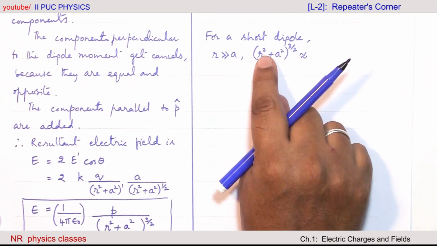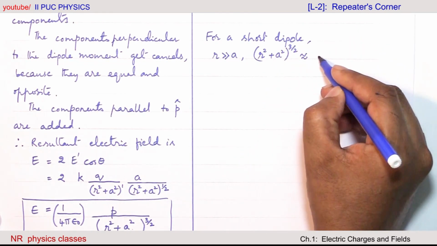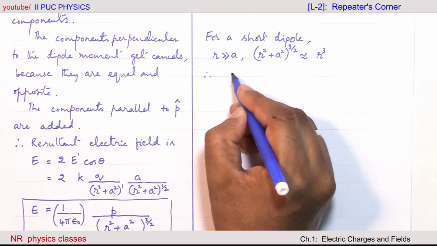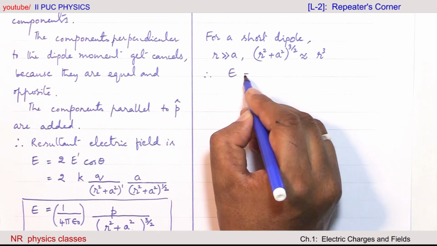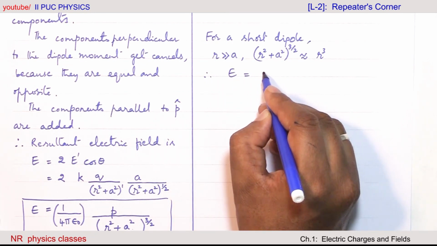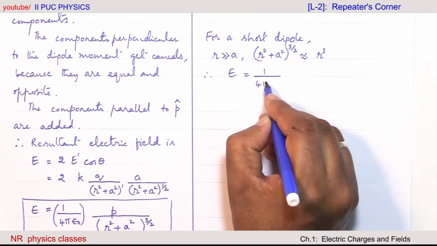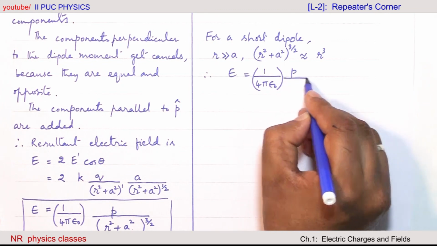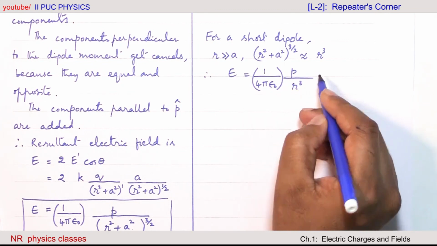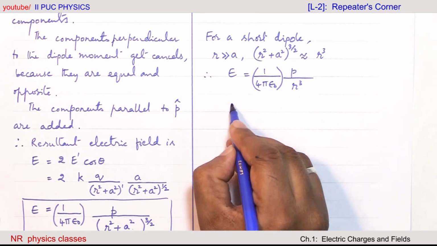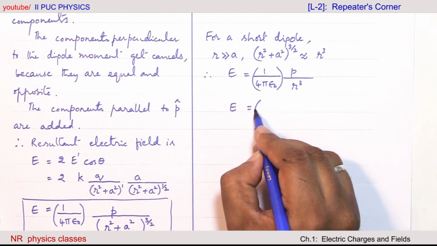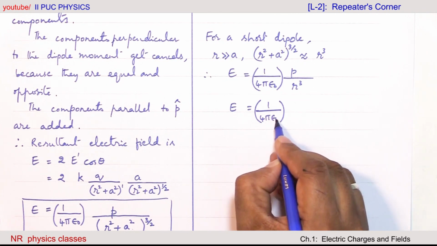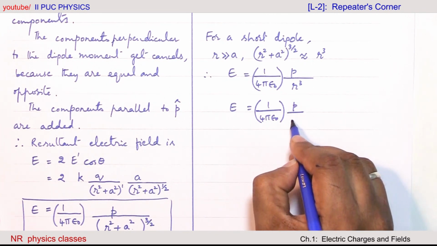Square root gets canceled, so it is r cube. So this is equivalent to r cube. Therefore, electric field due to short electric dipole is constant 1 by 4 pi epsilon naught into p by r cube. In vector form, electric field equal to constant p by r cube.